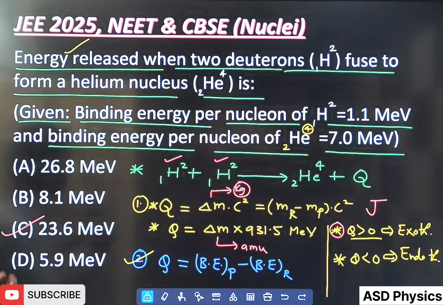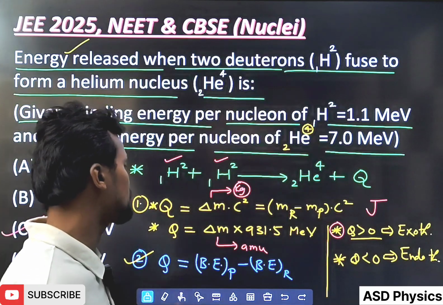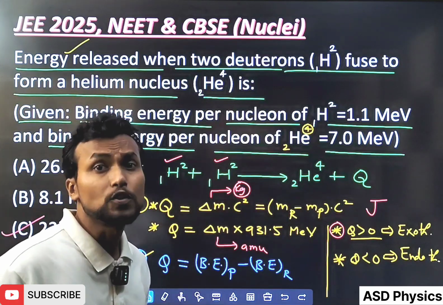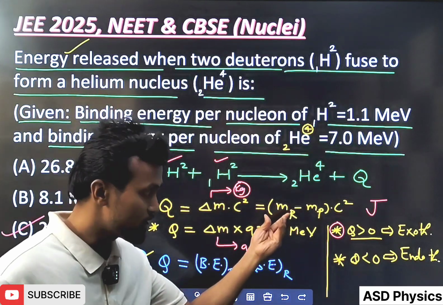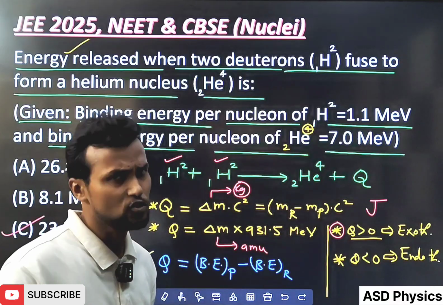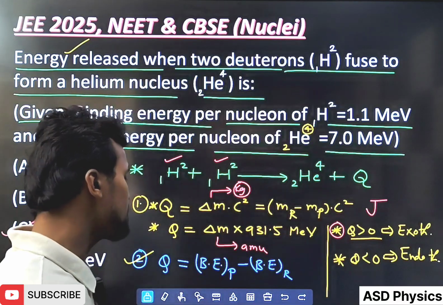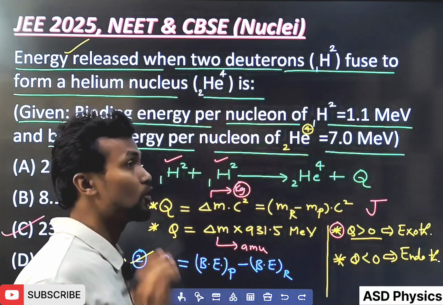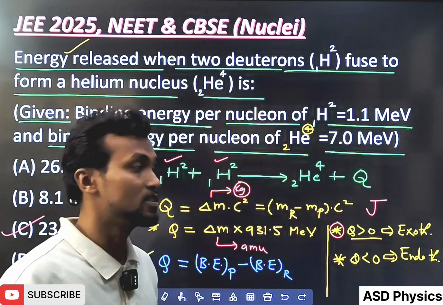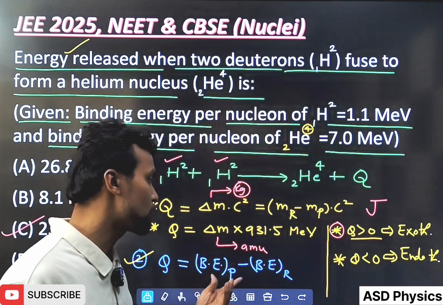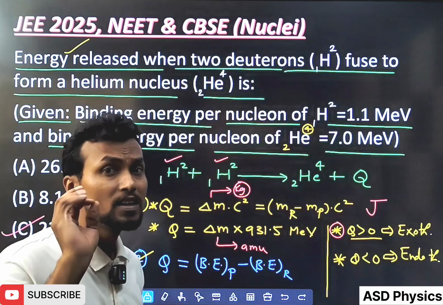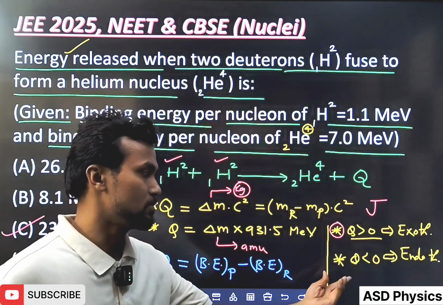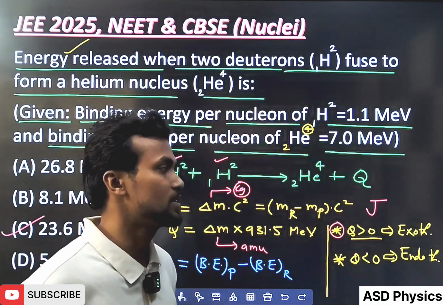So students, remember that whenever we have to get the Q value by the use of mass defect, we write mass of reactants minus mass of products. But if the question gives binding energy per nucleon, then we do binding energy of the product minus binding energy of the reactant. When Q is positive, exothermic. When Q is less than 0, endothermic reaction.